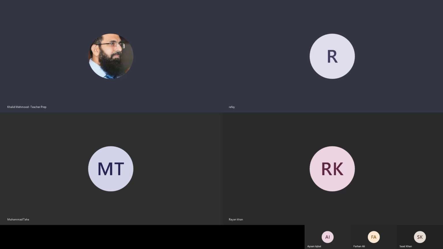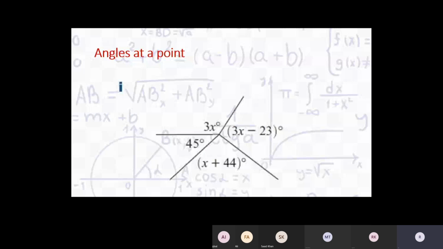The next problem is about this one. How will we solve this? This is an angle at a point. How will we be solving this one? The sum of all these angles will be equal to 360 degrees. You have seen this. This is an angle at a point, and this is 45 degrees. One angle is 3x, another angle is 3x minus 23, and another angle is x plus 44.